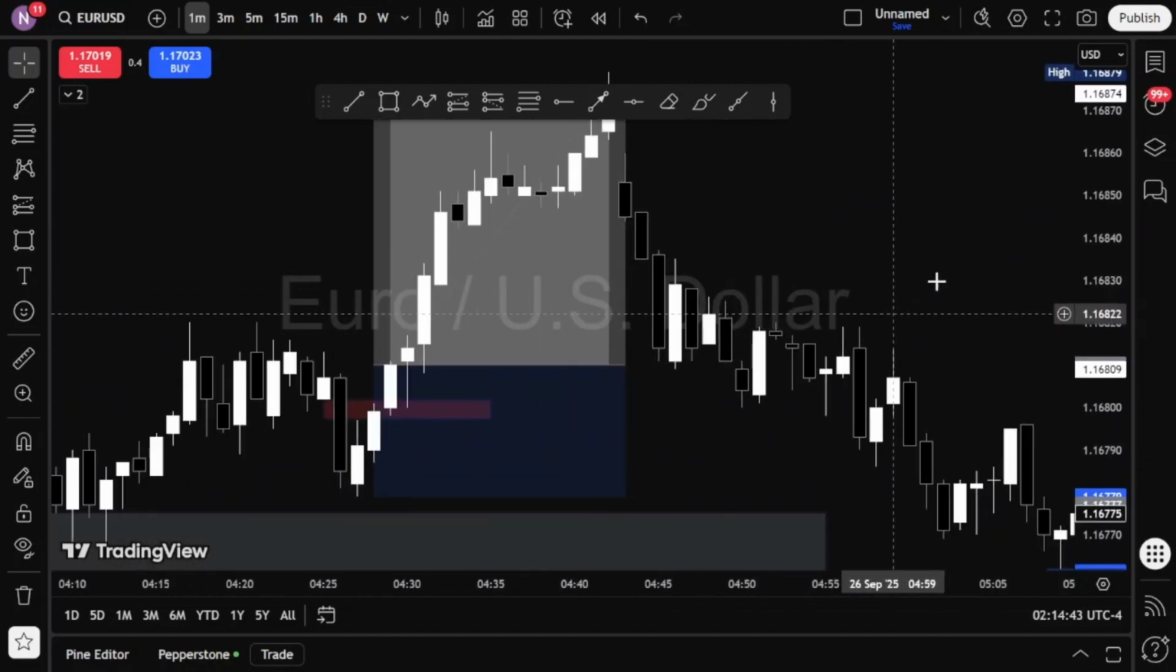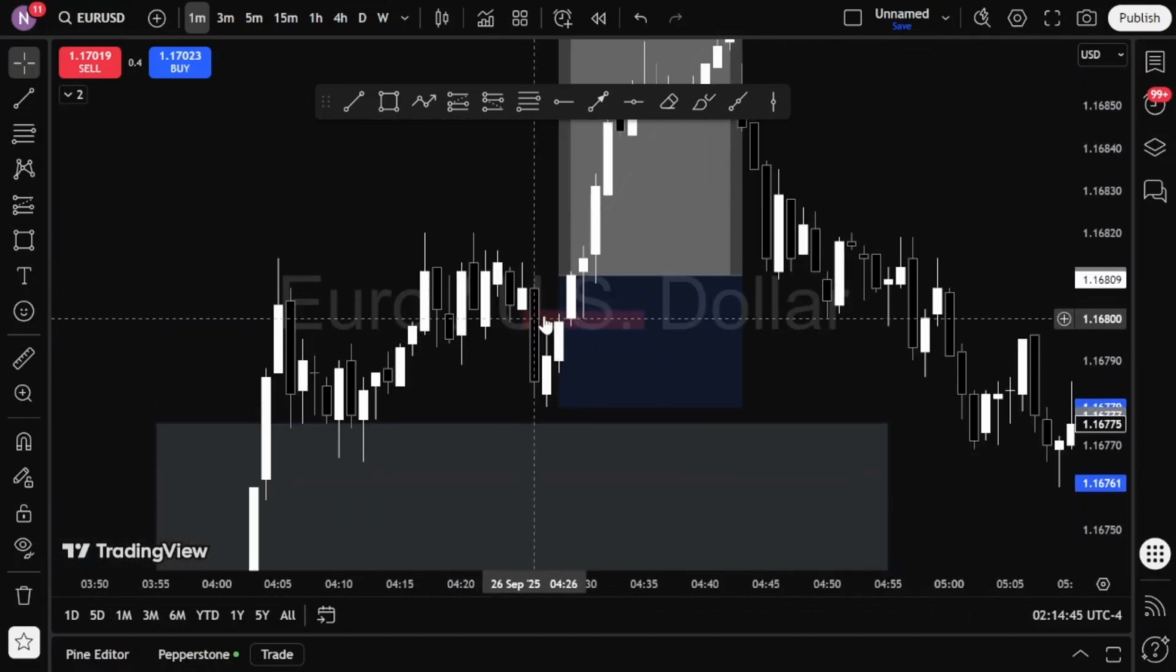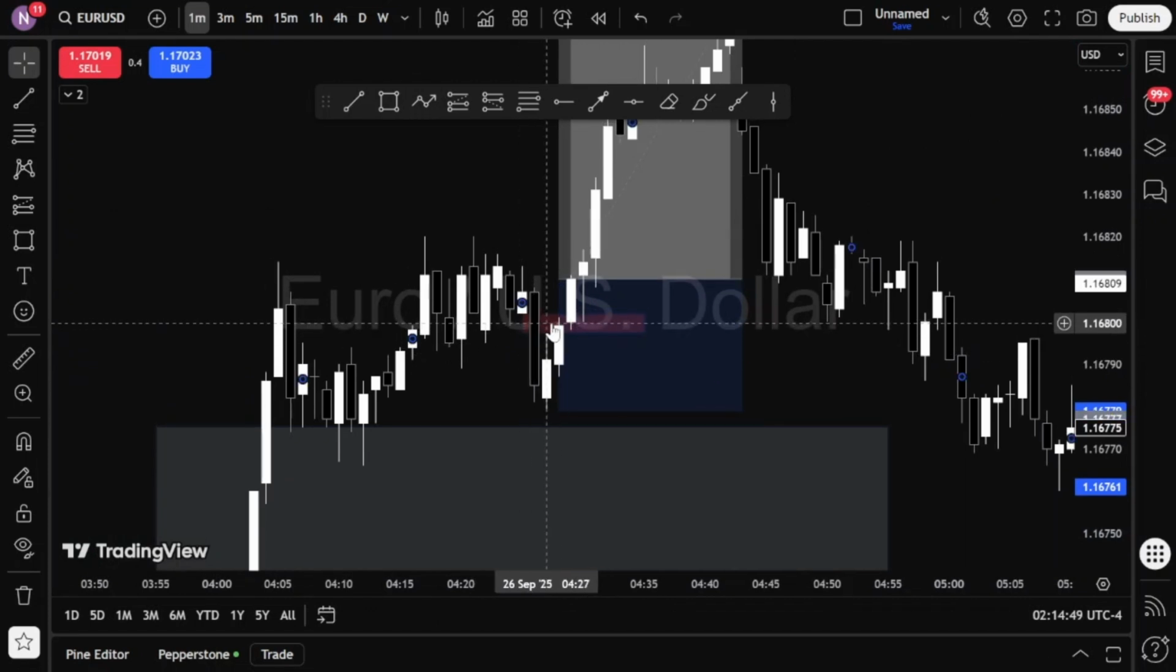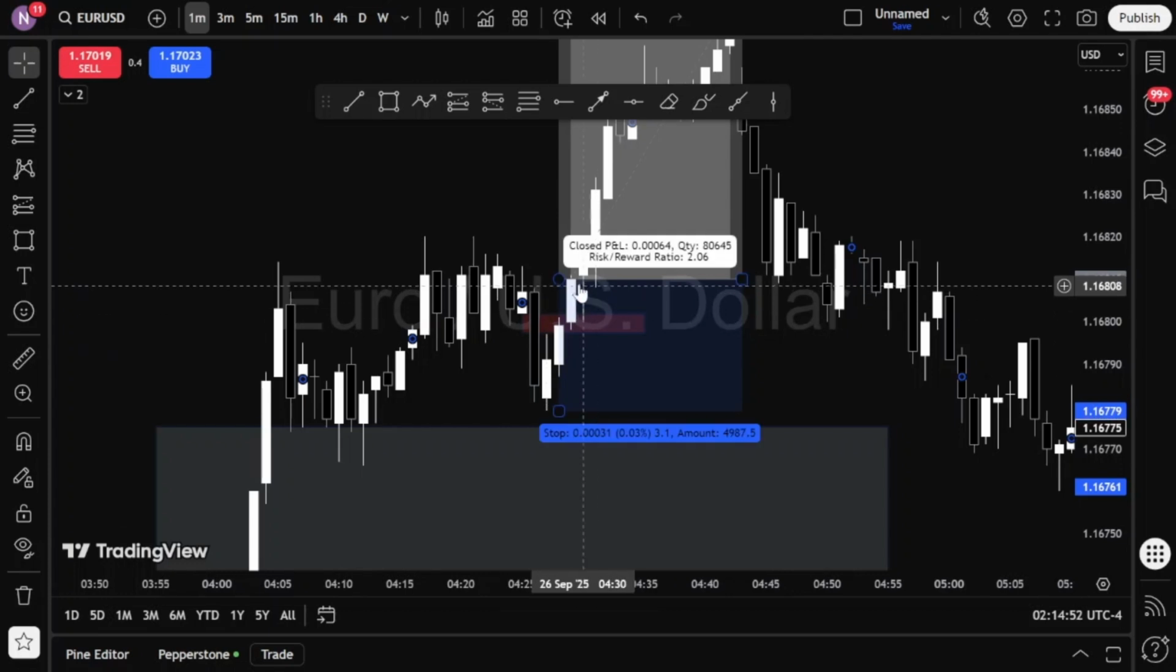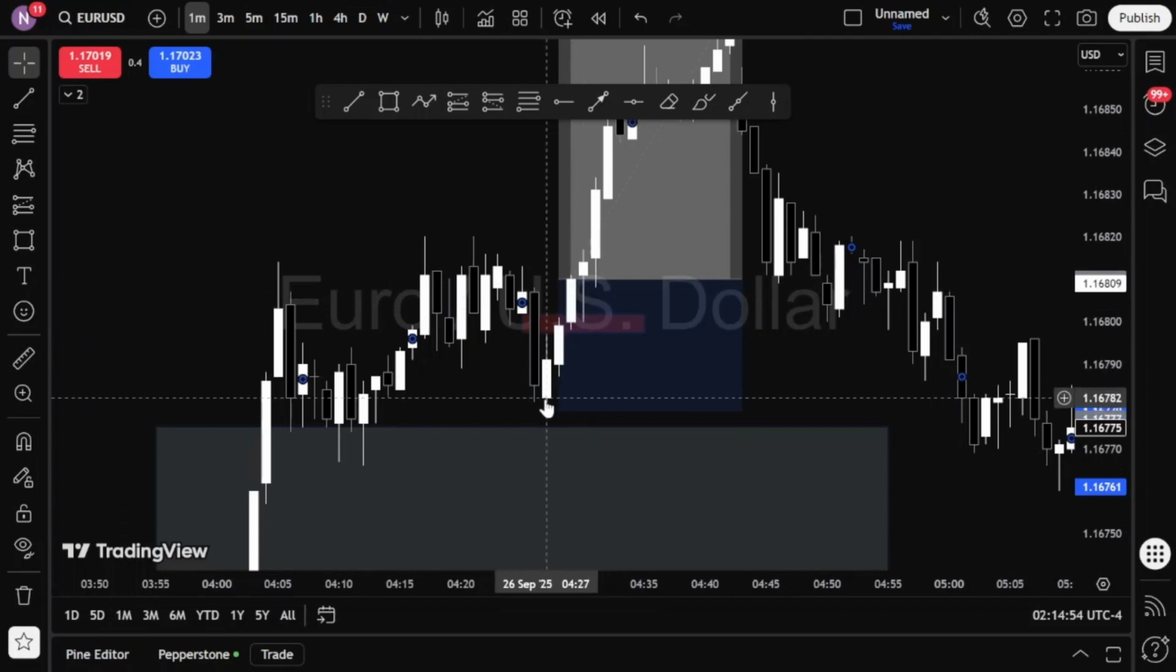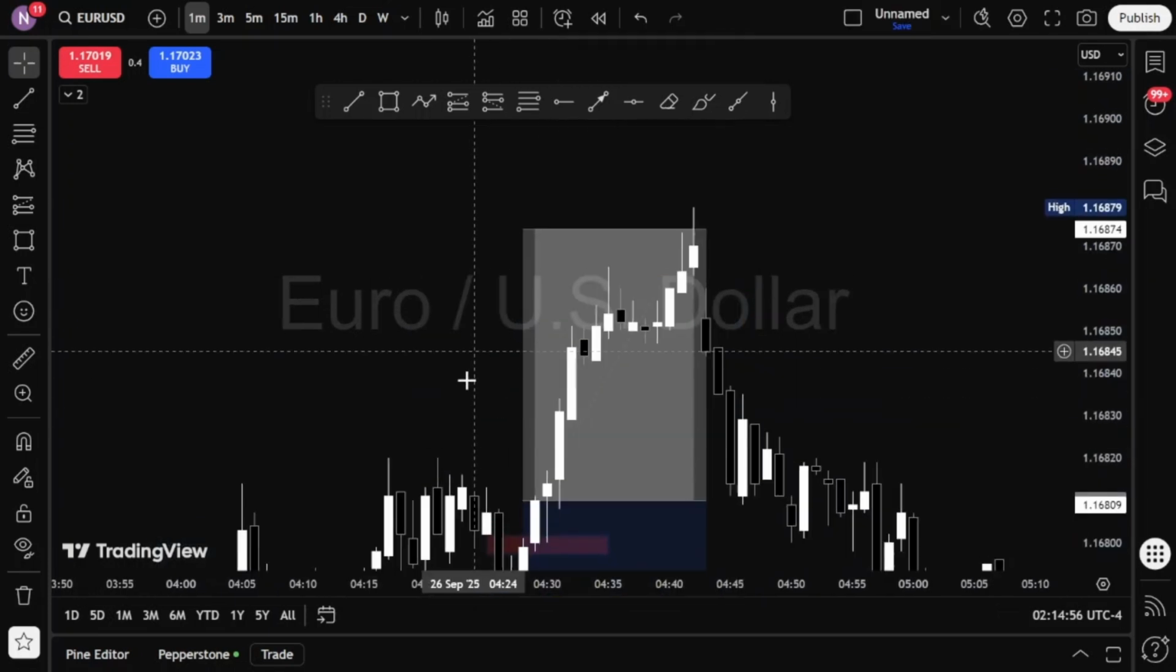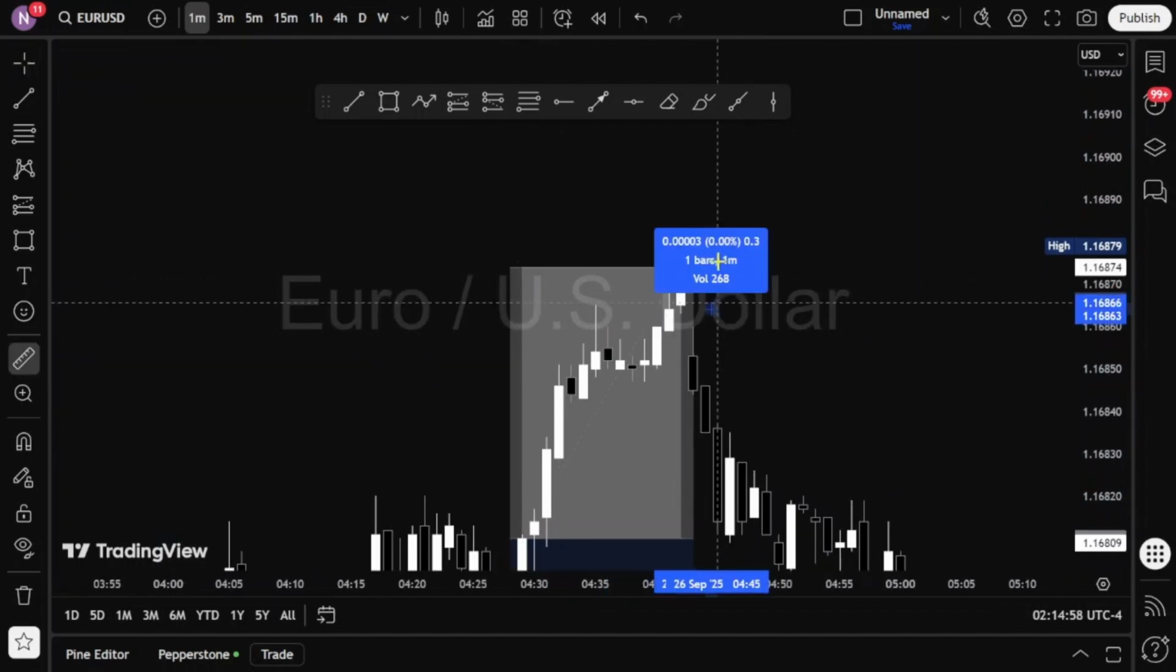So here you can see the market inversed this 1 minute bearish fair value gap. As soon as the market inversed this bearish fair value gap, I entered my trade in this candle, stop loss over here, and target for 1:2. And guess what? Market tapped into this.